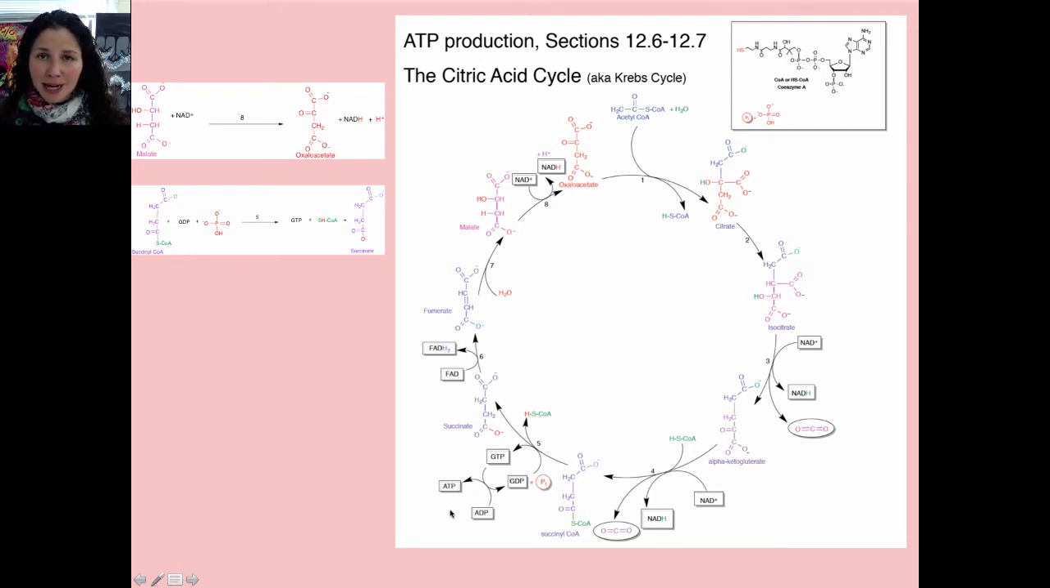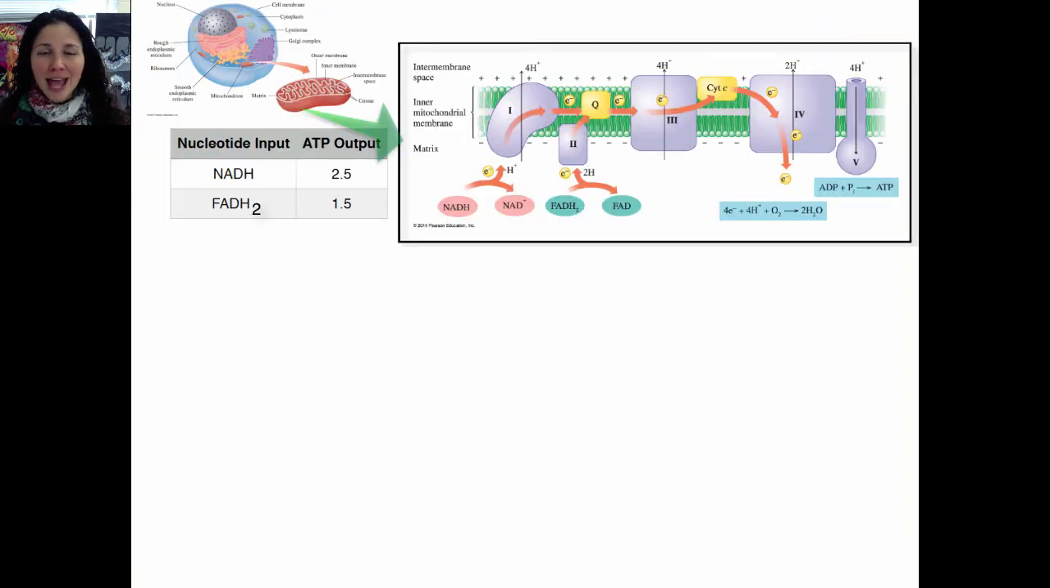ATP can be used directly for energy, but FADH2 and NADH must be converted into ATP before they can be used as energy for the cell. The conversion of NADH and FADH2 into ATP happens in a process called oxidative phosphorylation, and it happens at a place in the cell called the Electron Transport Chain.